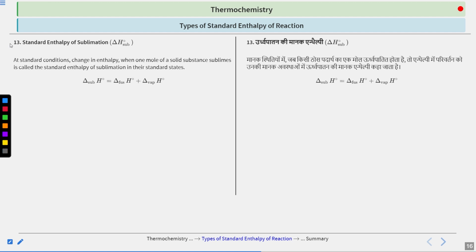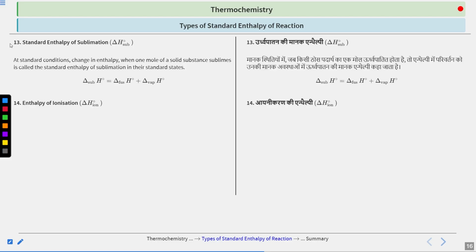Either you heat it too high so that it directly gets converted into liquid, or what do you do? You take the delta H of fusion and the delta H of vaporization, and then you can add them all and get the delta H of sublimation. Okay, so this is a direct consequence of Hess's law of constant summation.